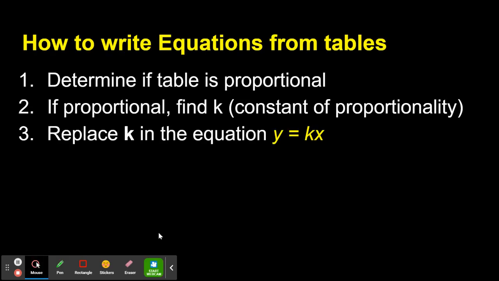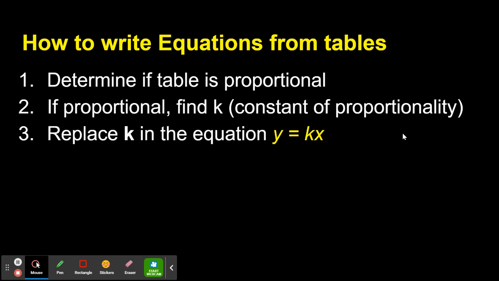There we go. All right, so how do we write an equation from a table? Well, first we need to determine if the table is proportional. If it is proportional, then we need to find the constant of proportionality, which remember is the same thing as our unit rate. It is y over x.